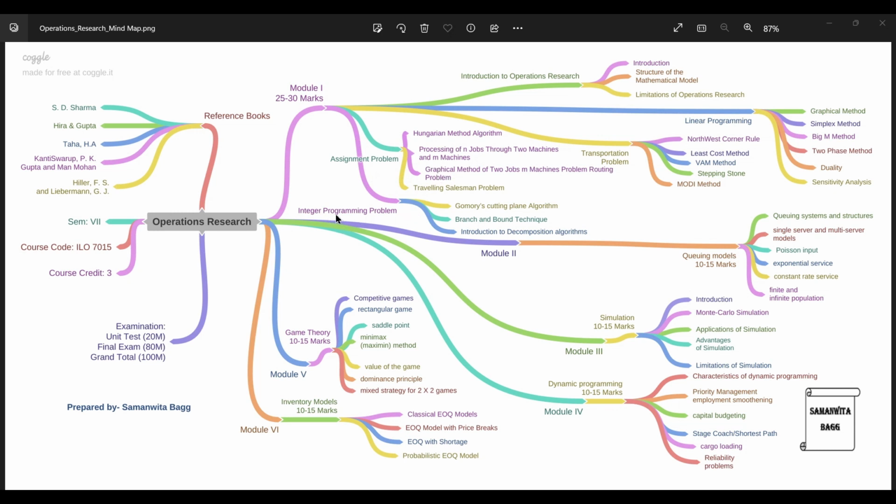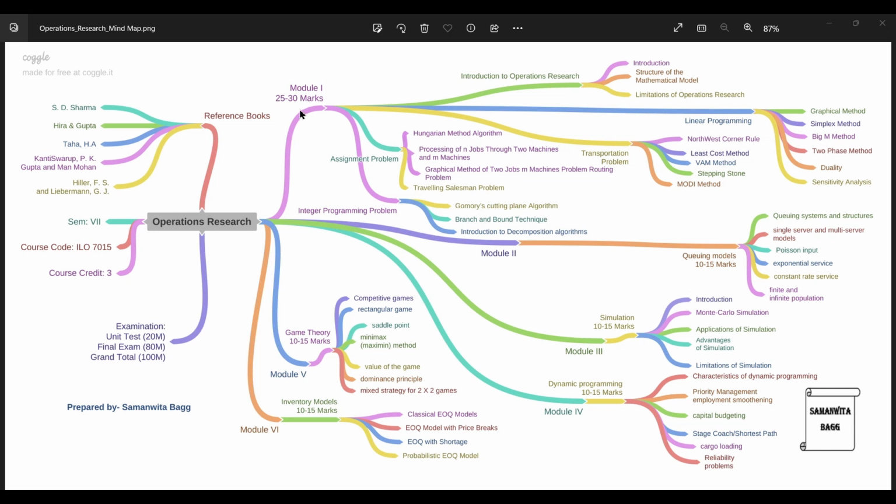And the last topic is the integer programming problem. Here there is Gomory's cutting plane algorithm, branch and bound technique, and introduction to decomposition algorithms. You may expect a 5 mark theory or maybe a 10 mark numerical. Now whatever numericals I am telling you, these are a probability of occurrence.